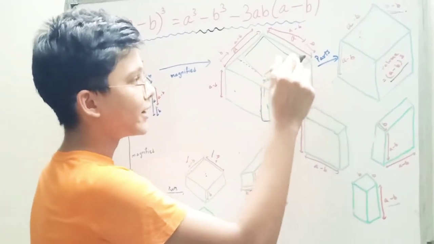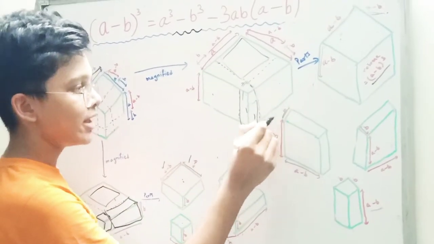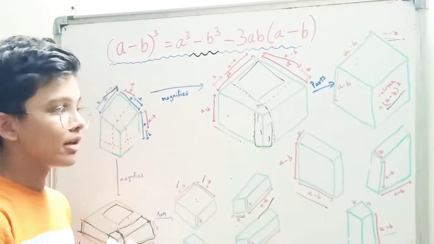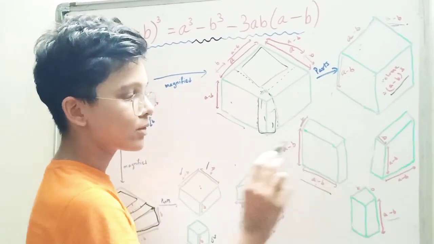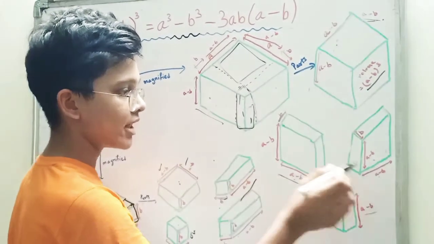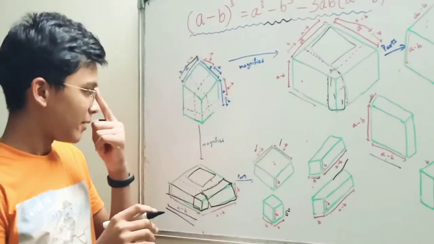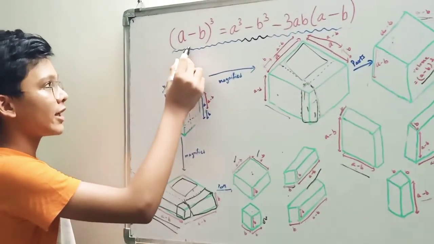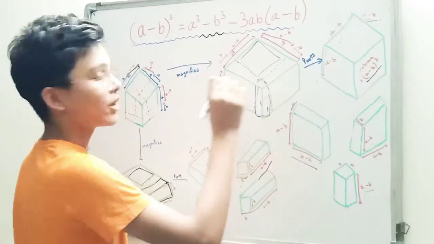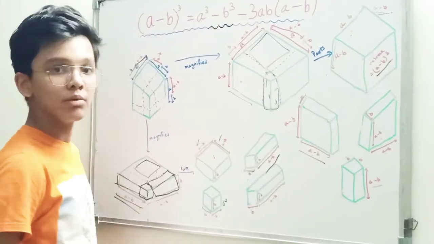So this part, the height is a minus b, this is b, and this part is a minus b, and this cuboid is equal to this cuboid, and this is b, a minus b, and a minus b. Now you get all this, and what we had to find out is a minus b whole cube. So we got here a minus b the whole cube.